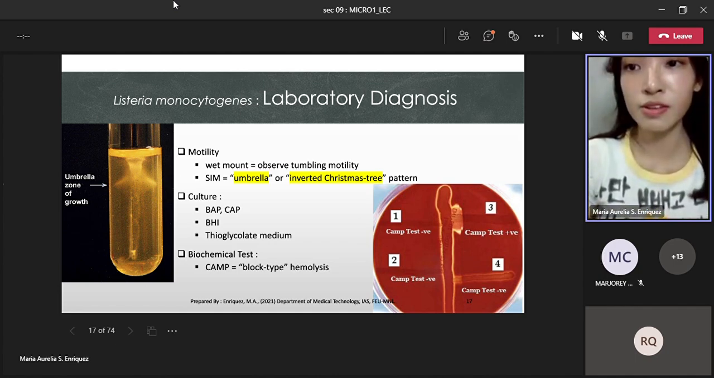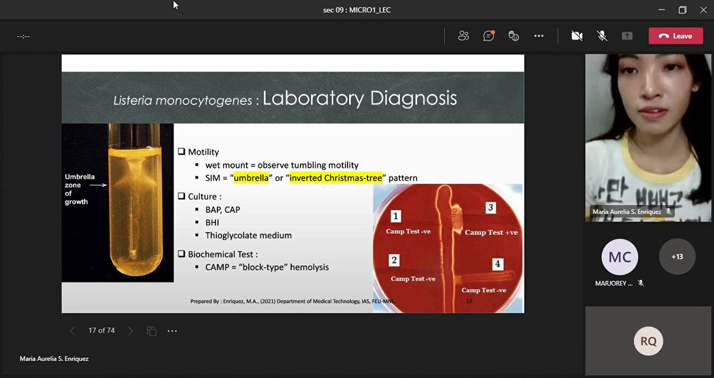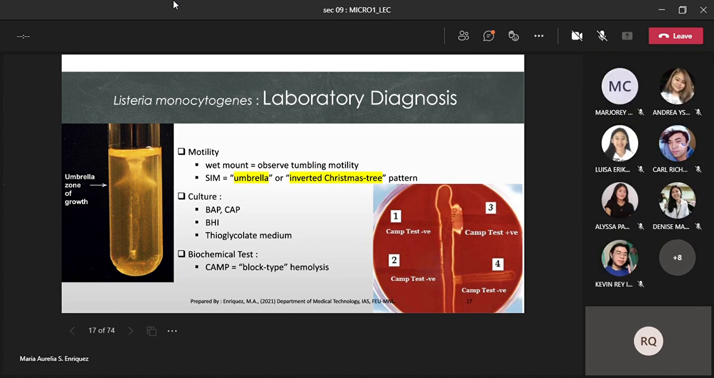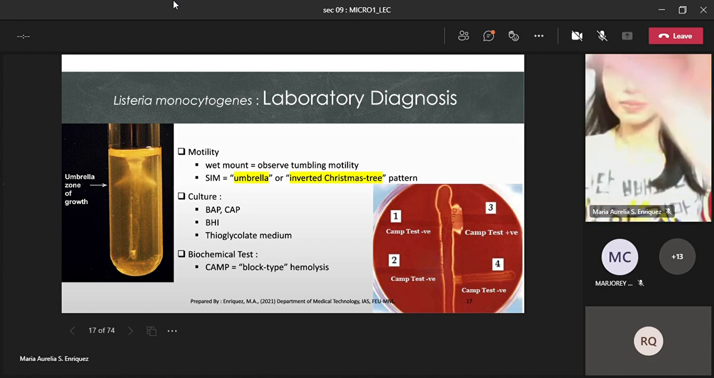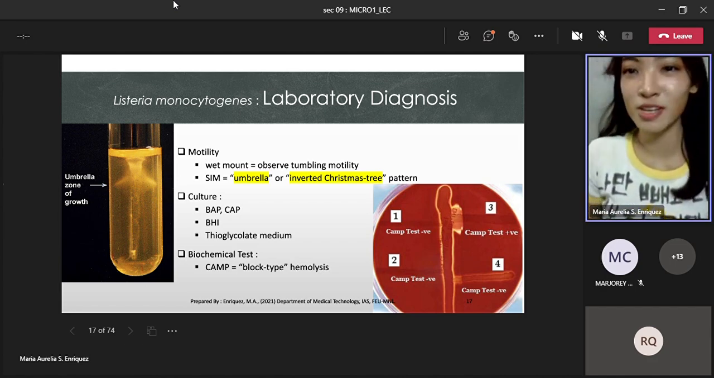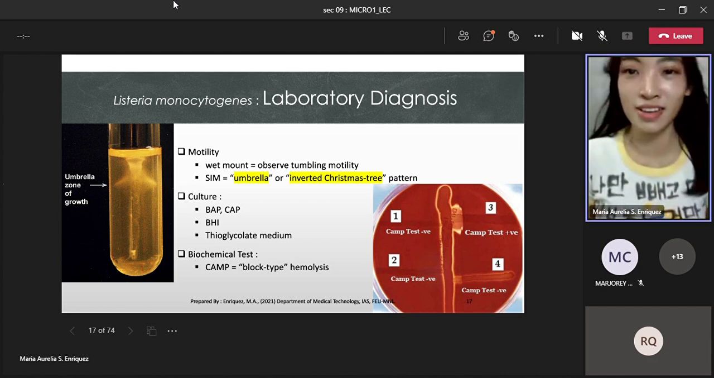Translucent. Excuse lang po, may insekto po kasi. Sorry, narinig ko po kasi may zzz sa likod ko, tas may insekto.